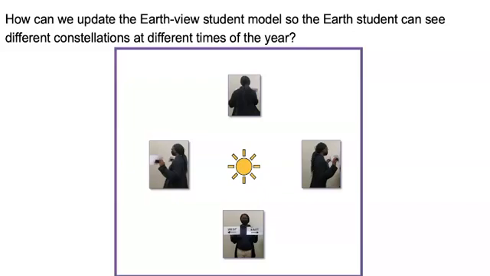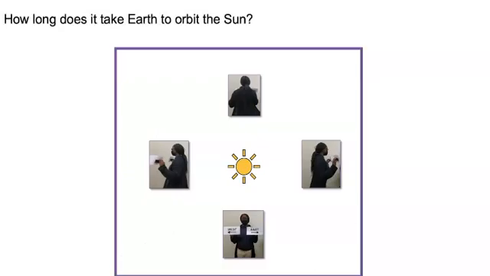How can we update the Earth View student model so the Earth student can see different constellations at different times of the year? If the Earth student is orbiting the sun, we could place different constellations around the room so the Earth student sees different constellations at night while orbiting the sun. But wait, how long does it take Earth to orbit the sun?